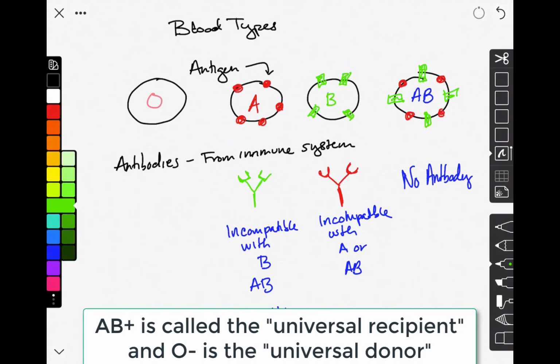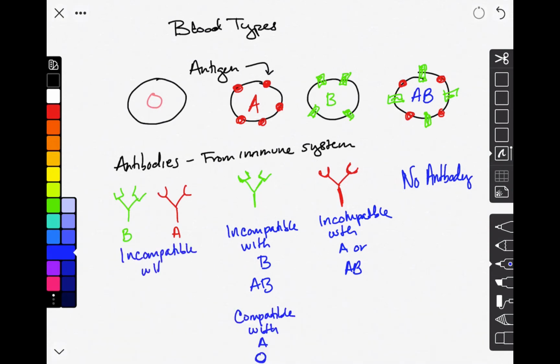And the people with type O blood, while they can give blood to anybody because their cells don't have anything for those antibodies to grab onto, they have antibodies for B and antibodies for A blood. So they are incompatible with A, B, and AB. They can only receive blood from type O.